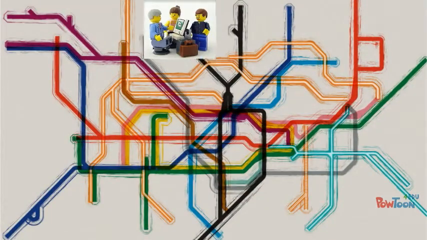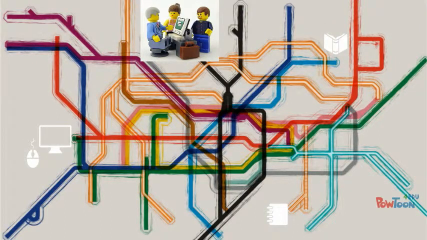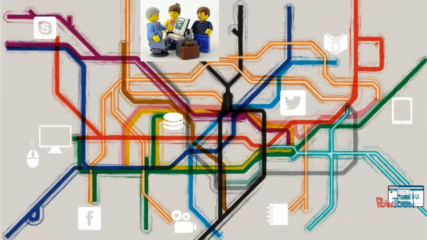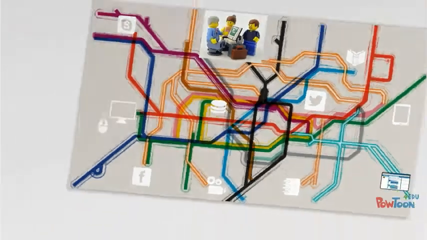The second learning theory that forms the basis of our work comes from Siemens and Downes, and it's called connectivism. Connectivism frames learning as a process of connecting nodes in a network of information sources. It values the capacity to know over what is currently known, and it claims that learning can reside in non-human appliances such as a community, network or database. In this environment, formal courses are not the main conduit for learning.